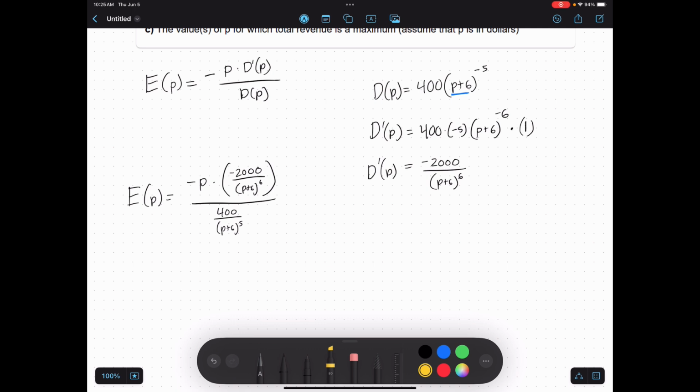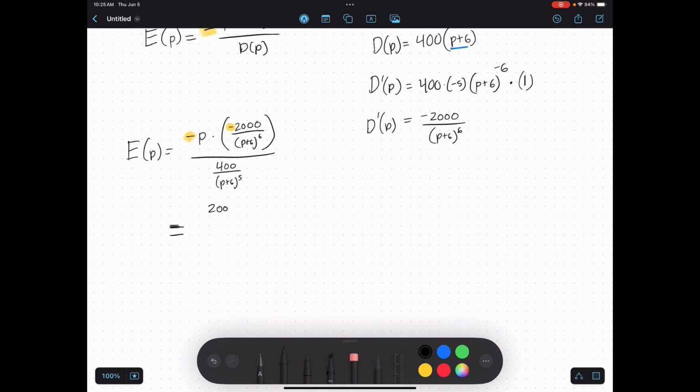Now I want to point something out. You'll notice that my elasticity equation includes a negative because what happened when I found the derivative? My derivative was negative because the demand equation should always have that negative relationship. It should always be a decreasing function. So these negatives are just going to cancel out. And I'm left with 2,000p over p plus 6 raised to the 6th over 400 over p plus 6 raised to the 5th. Okay, so I have a fraction divided by another fraction.